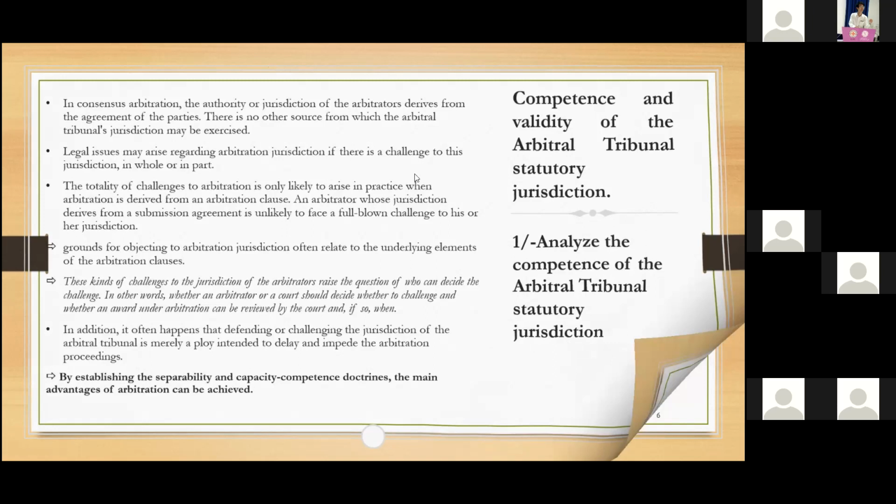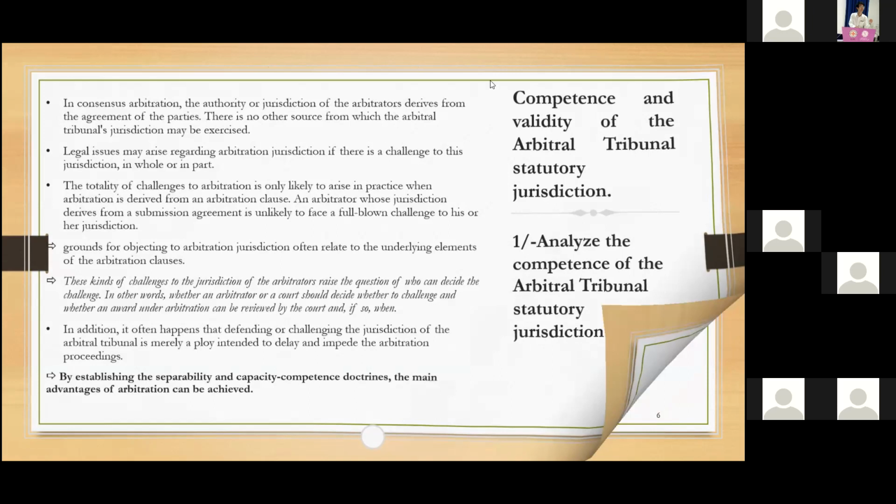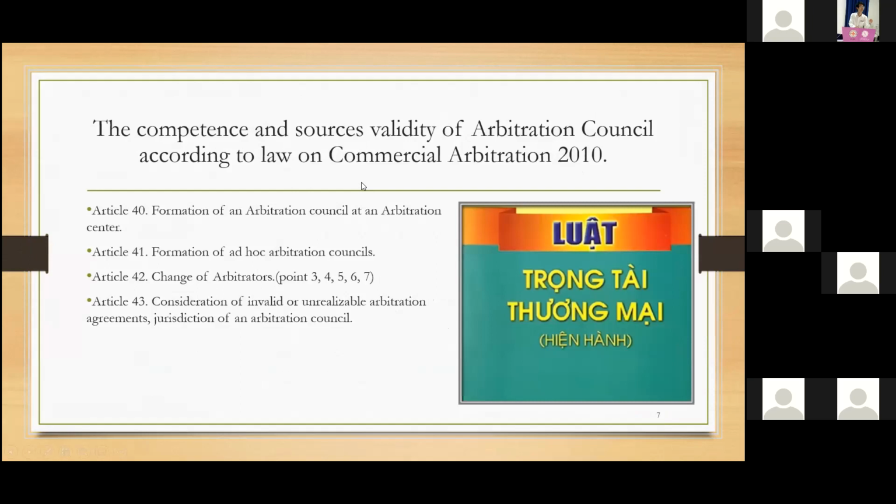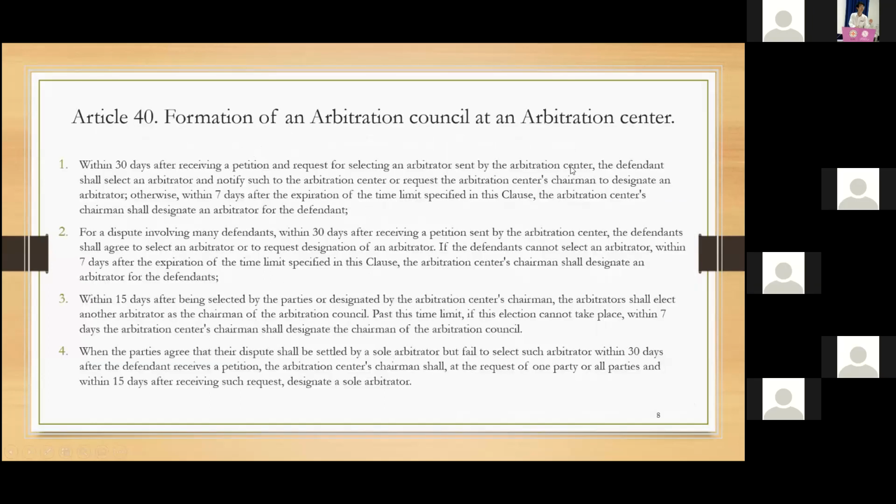Okay, we come back to the competence and sources of validity of the arbitration council according to the Law on Commercial Arbitration 2010. Article 14: formation of an arbitration council at an arbitration center. Within 30 days after receiving a petition and request for selecting an arbitrator sent by the arbitration center, the defendant shall select an arbitrator and notify the arbitration center, or request the arbitration center chairman to designate an arbitrator. Otherwise, within 7 days after the expiration of the time limit, the arbitration center chairman shall designate an arbitrator for the defendant.